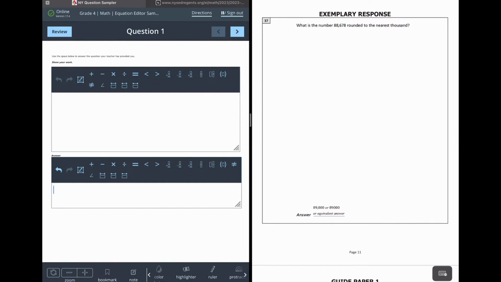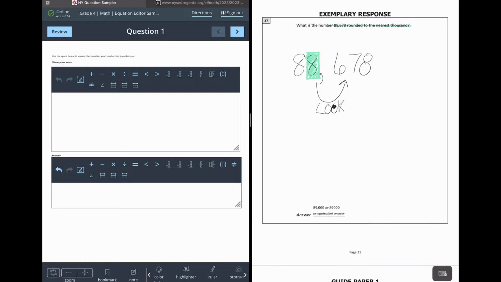Let's look at another 1-point problem. They're asking, what is this number rounded to the nearest thousand? So I'm going to write it, and that comma is important. That's going to help me say its name. So I have 88,678. That's the number, and I want to round to the nearest thousands, which is this place. This is the digit that's in the thousands place. There's an 8. So I have to look at the number right behind it.